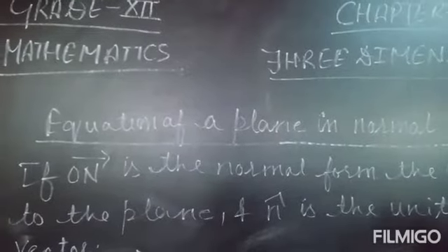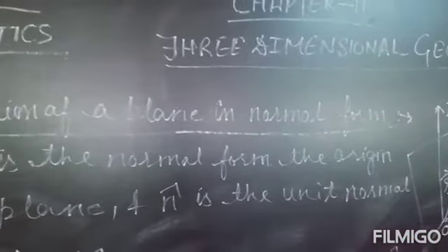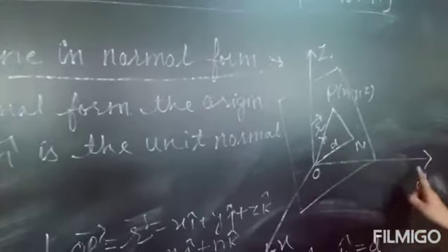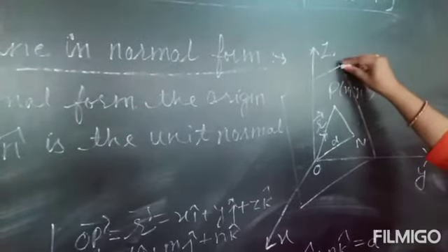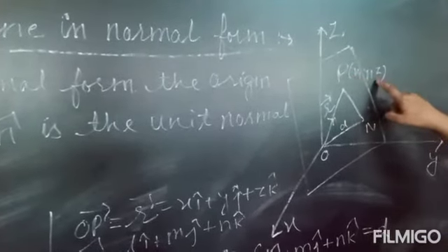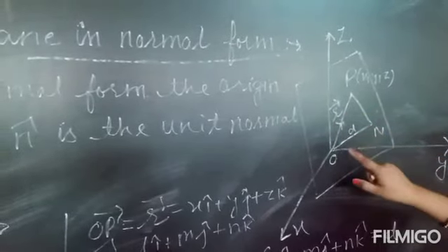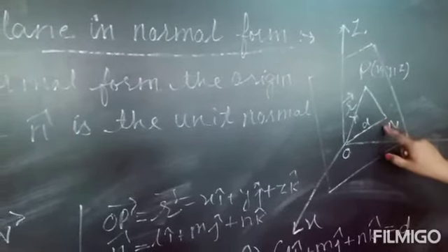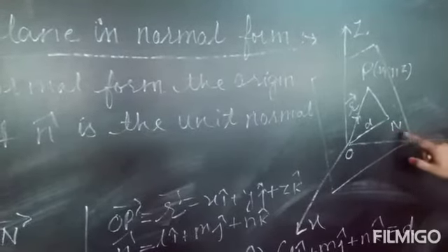Students, first we will study the equation of the plane in normal form. So students, here we have a figure. In the figure, suppose we have three dimensions x, y and z, and we have a plane in three dimensions. Suppose we have a point P, with x, y, z as the coordinates of that point, and position vector r vector, and d is the perpendicular distance of the plane. Clear?